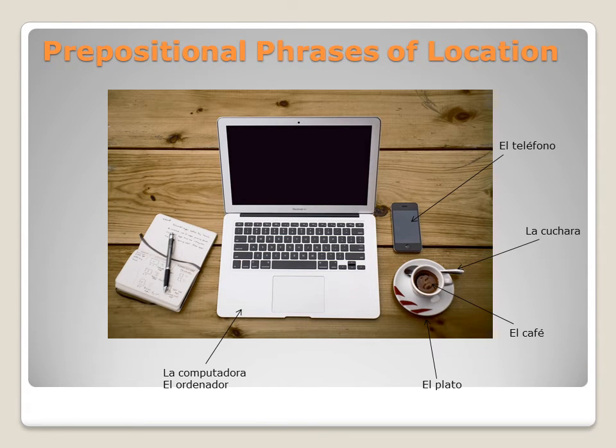All right, so here's another activity about prepositions. So here, there's just a little bit of new vocab. If you look, there's a telephone there. So we've got el teléfono, la cuchara, that's pointing to the spoon. A spoon is a cuchara. The coffee, I'm assuming that's coffee. We have el café. There's a plate, which is el plato. And a computer, which is la computadora, if you're in Latin America. Or el ordenador, if you're in Spain.